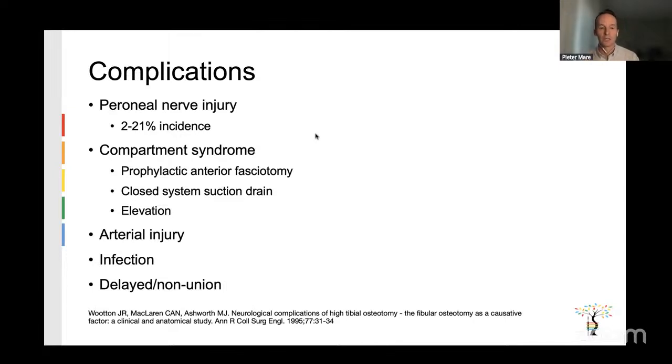Compartment syndrome and arterial injuries are catastrophic complications, and we have to discuss this with our patients and take great care when we're performing these procedures. If you do enough of these osteotomies, unfortunately, you will see it. We try and avoid compartment syndrome by doing prophylactic anterior fasciotomies, always use closed system suction drains, and we are meticulous about elevation. We want to make sure that the patient's limb is elevated from the post-operative bed to the recovery to the ward. It's that first 24-hour period. If the anesthetic team elevates the head of the bed to try and prioritize the airway, blood is pooling in that limb, and you may predispose this child to a compartment syndrome.